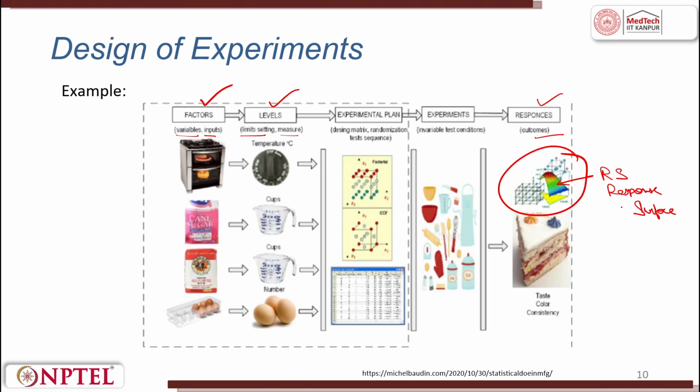In between, we have the experimental plan, that is the design matrix, randomization, test sequence, which test will be conducted first or later. Then doing experiments, actually for experiments we need to have all the tools ready with us. It is invariable test conditions. The person who is conducting the experiments, the machine should stay consistent.